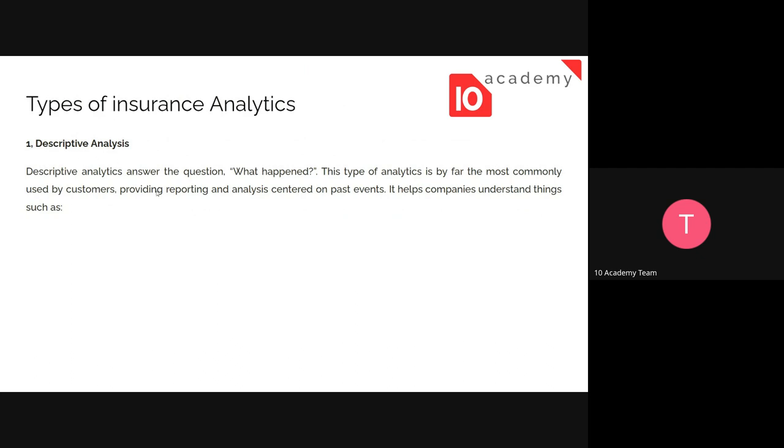Descriptive analysis, as we can understand from the name, is what happened. We're going to look at the history, the data that we have from the past experience of the company. This type of analytics is by far the most commonly used by customers, providing reporting and analysis centered on past events. It's not going to be that hard, since they're not going to face data scarcity, because they can use the data that is already there from the past history of the company. It describes what happened in the last year, depending on the company, of course: the situation of that company in terms of sales, profit and other things.